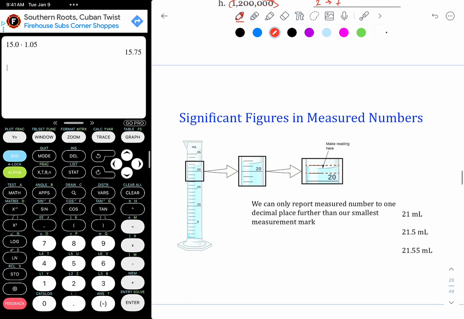Okay, so how do we use significant digits specifically in measuring numbers? Well, we're in a chemistry class, so we need to think about how this applies to a laboratory setting. Even if you're not taking the laboratory right now, and you're taking it in a different semester, this still applies to what we're doing in this course as well. So, when we're taking measurements, say a volume of a liquid in the lab, we can only report those measured numbers to 1 decimal place further than the smallest measurement mark.